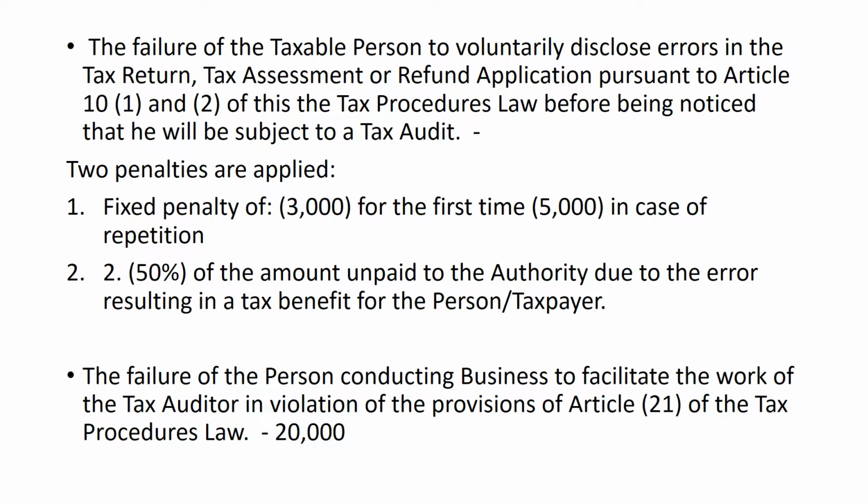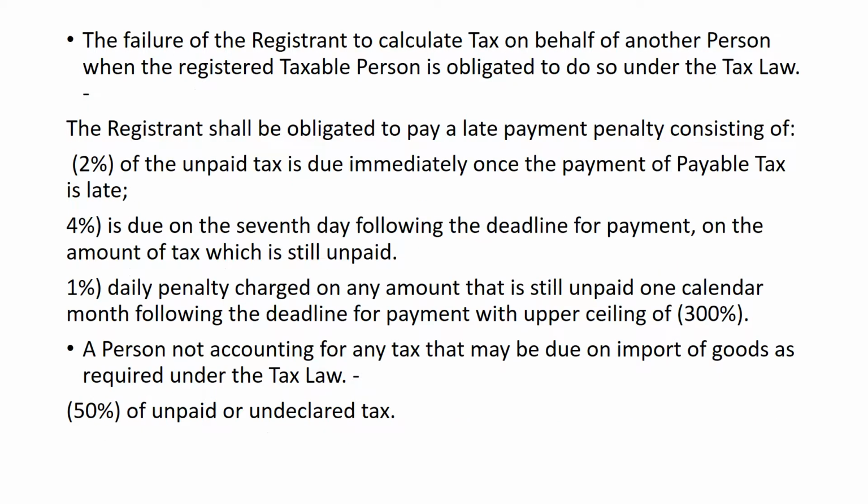Again, two penalties: 3,000, 5,000, and 50% of the amount unpaid to the authority due to the error resulting in a tax benefit to the person or the taxpayer. The failure of the person conducting business to facilitate the work of the tax auditor in violation of the provisions of Article 21 of the tax law is 20,000.